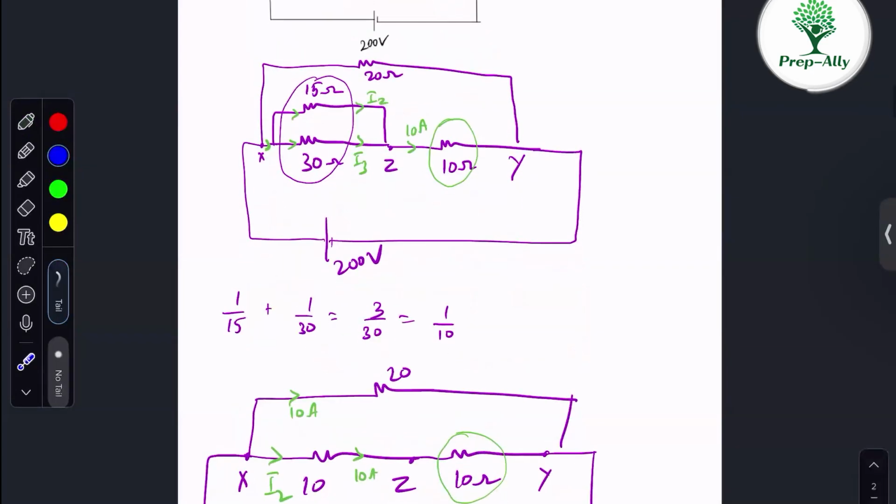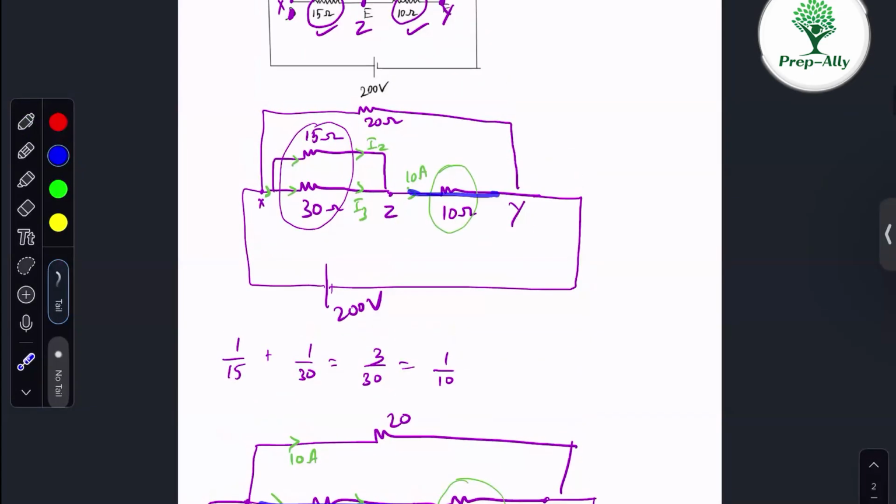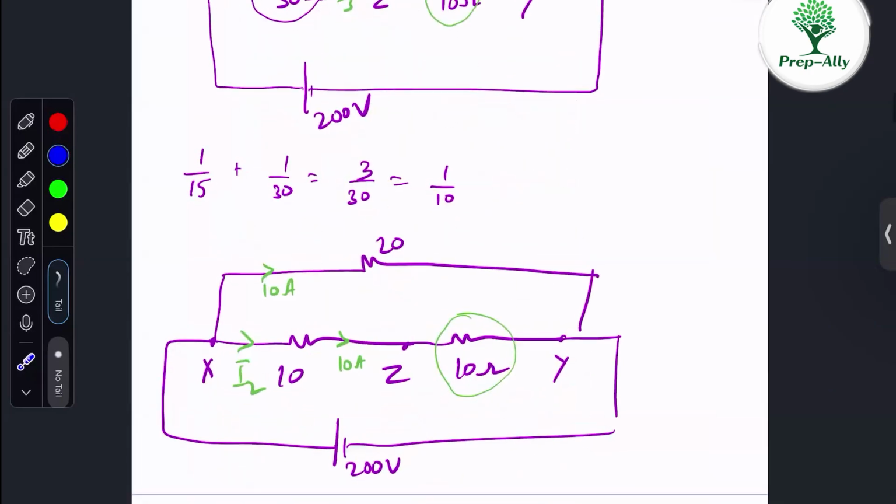So whatever current we got in this branch, same is the current in this part. This is basically the combination of 15 and 30, which was converted to 10. So 10 ampere is the total current through the combination. The 10 ampere will split, some part will go here, remaining will go here. So you can find the potential drop across this.